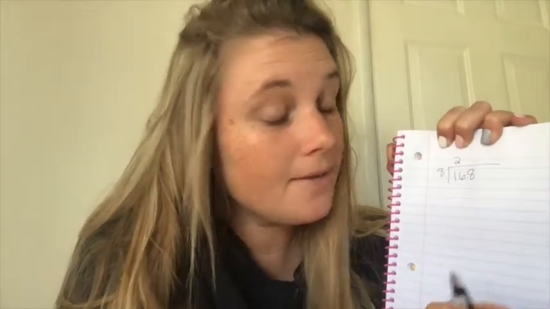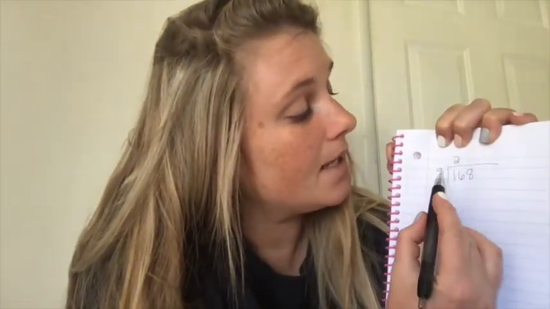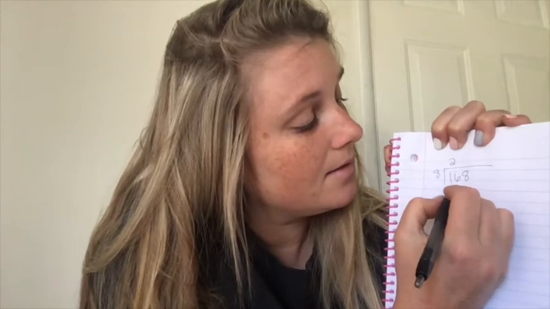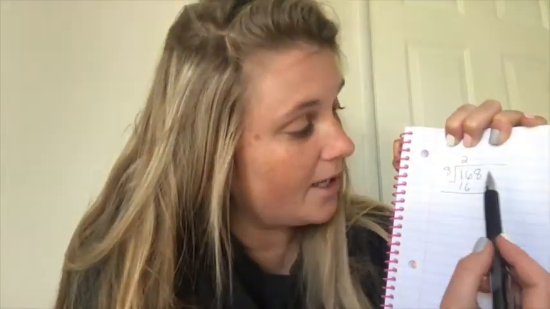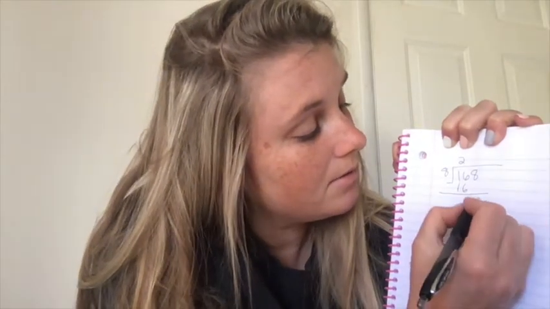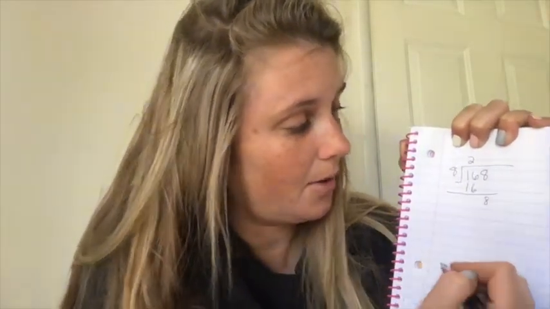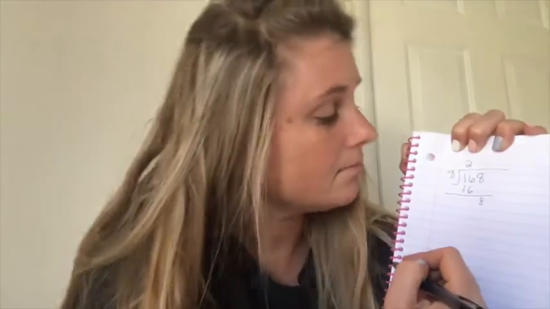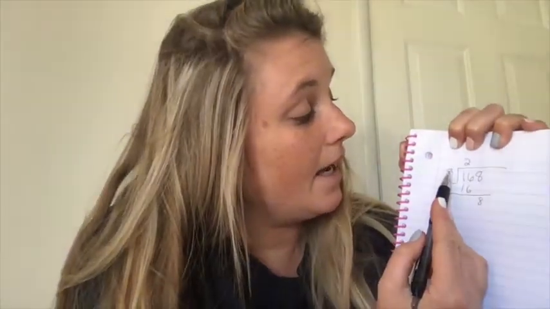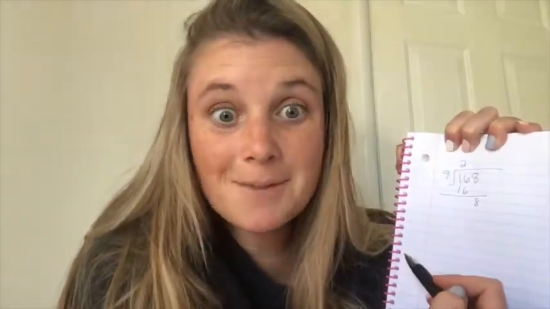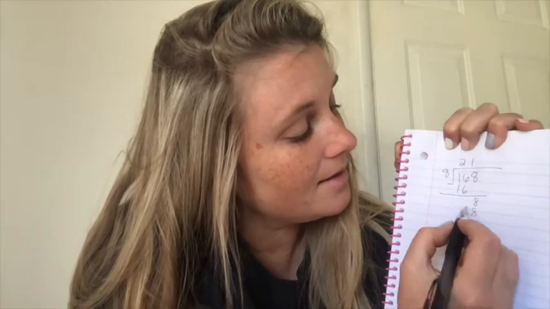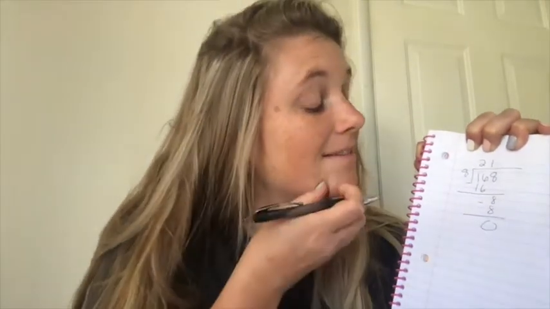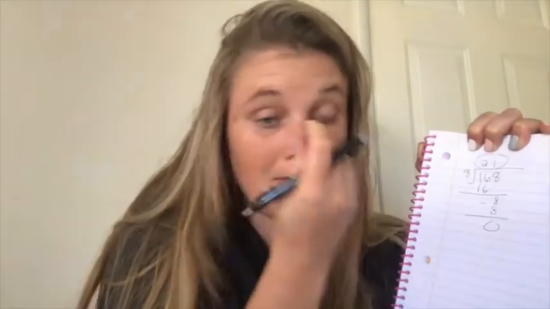Next step, multiply. 2 times 8 equals 16. Next step, subtract. Next step, bring down. Bring the 8 down. And then this is just 0. Okay? 8 goes into 8. How many times? Once. Multiply. 1 times 8 equals 8. Subtract. Did you get 21? I hope so.